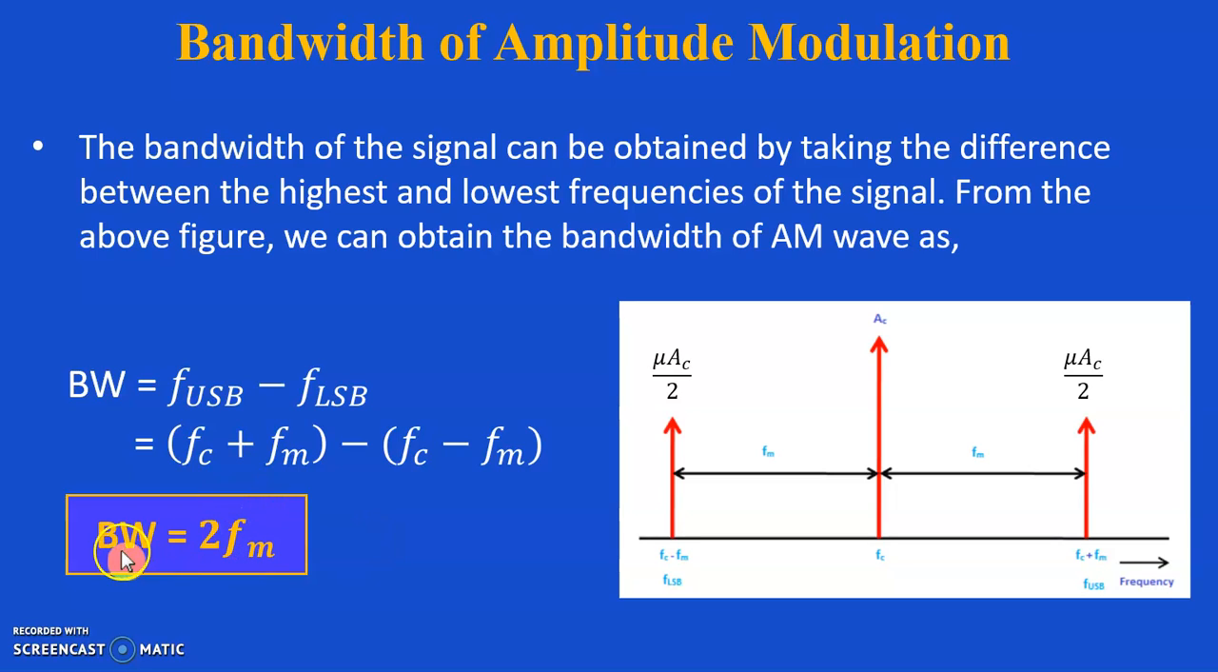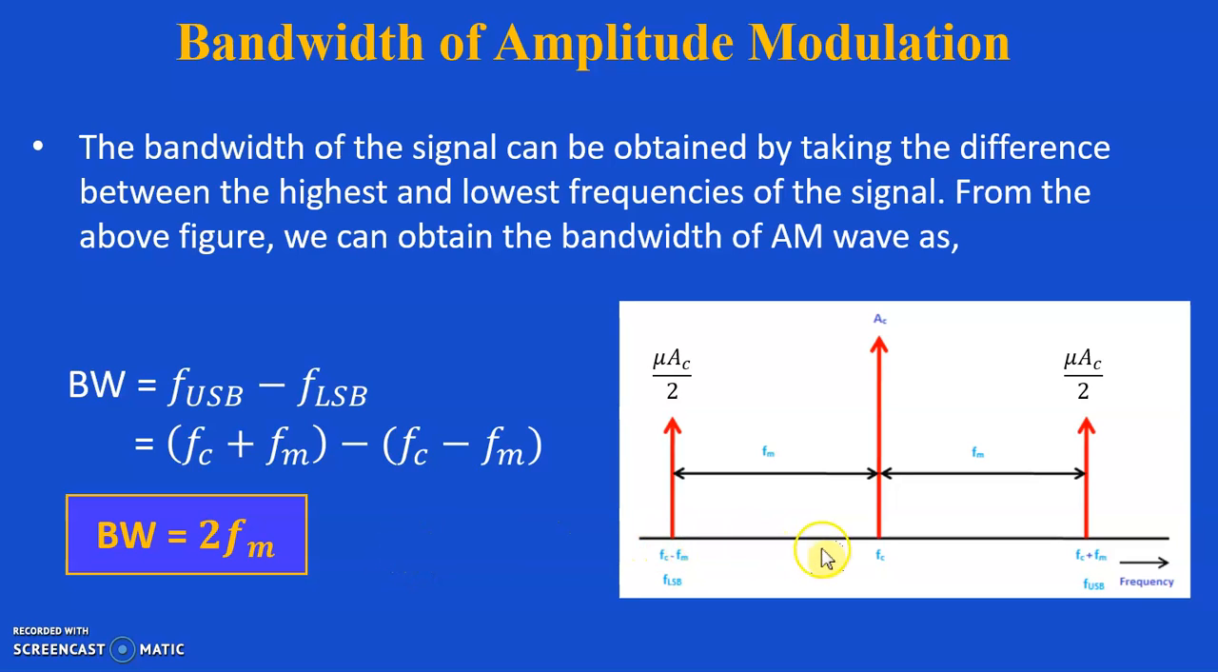So this is considered a waste of bandwidth. That's because we use twice the bandwidth of the original modulating or message signal. That's one of the drawbacks of the amplitude modulation technique.